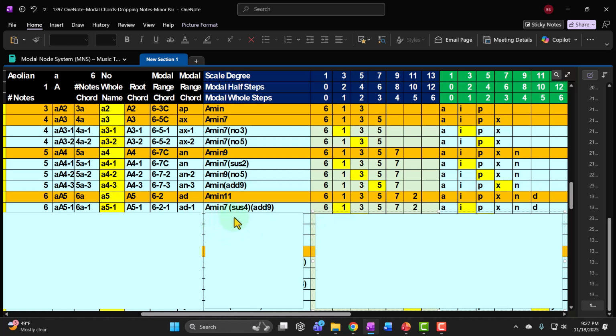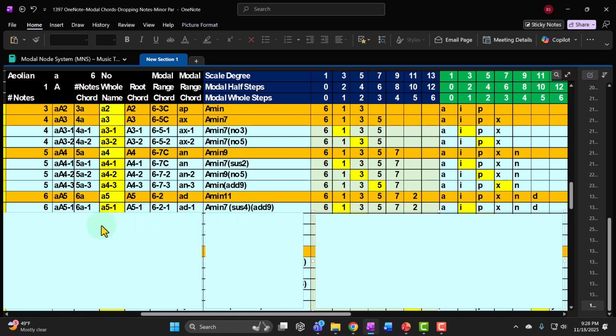And when you do the sus, you always have to have a 7. I can't say 9, 11, or 13 and then do the sus, for whatever reason. So I have to say A minor 7, because it's a 4-note stack, sus 4, which is the equivalent of the 11 that we put down below. And then we would add the 9, and that would be it.